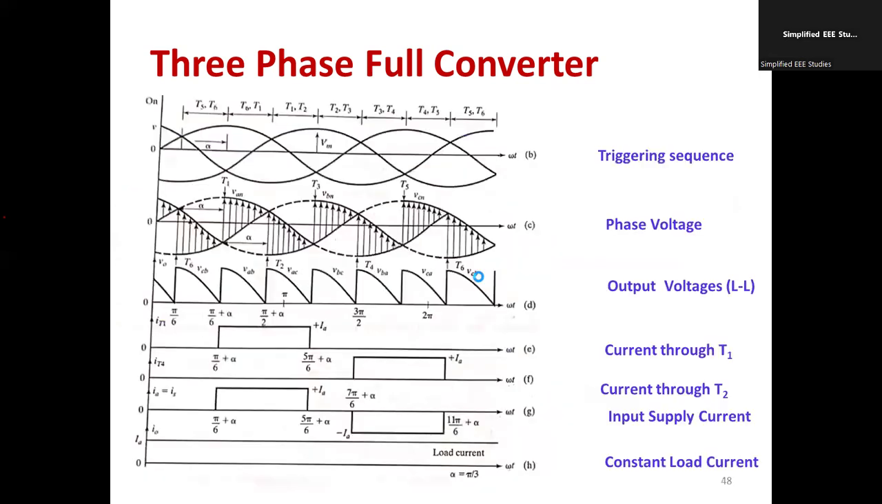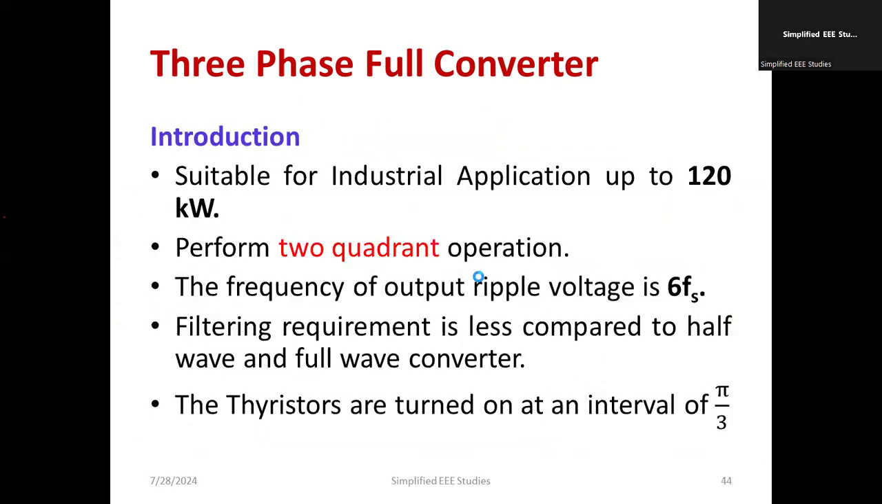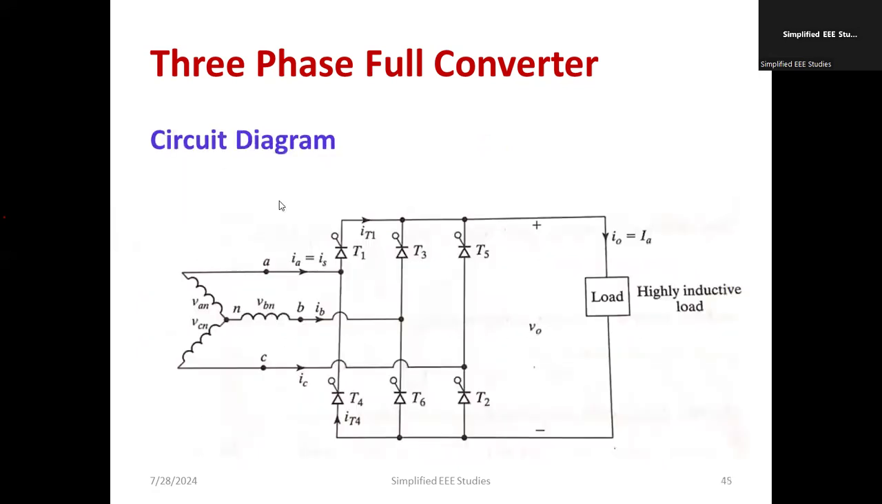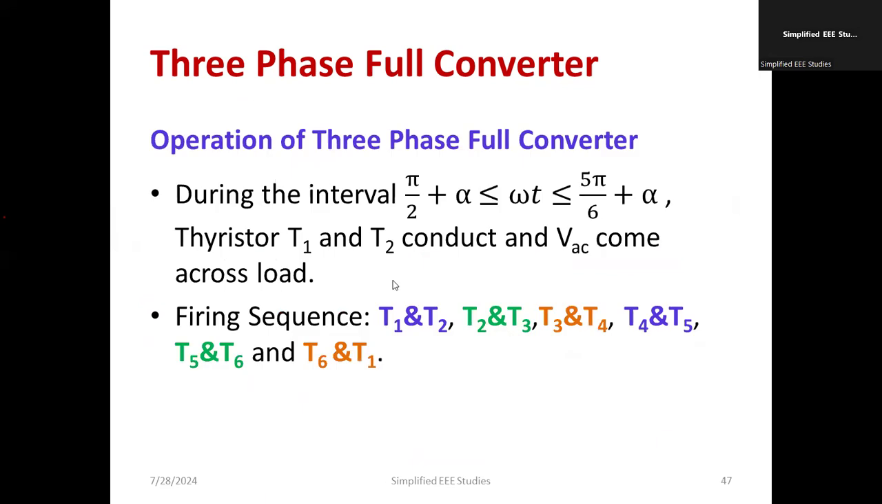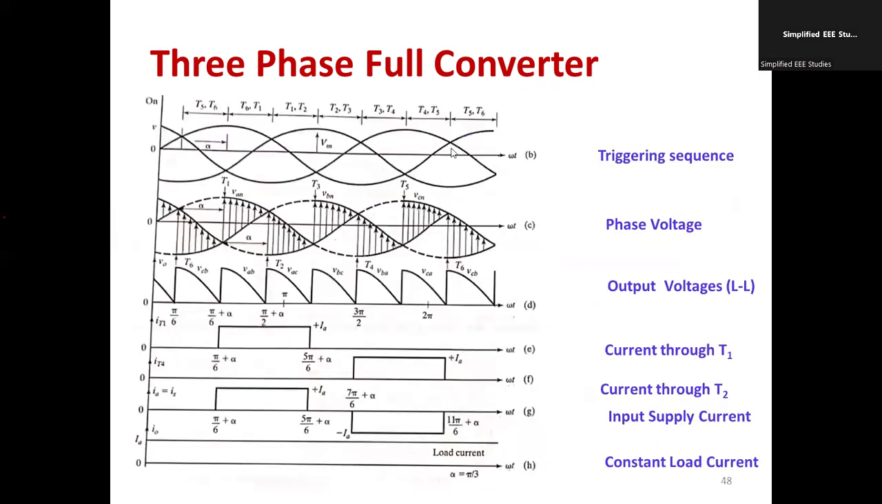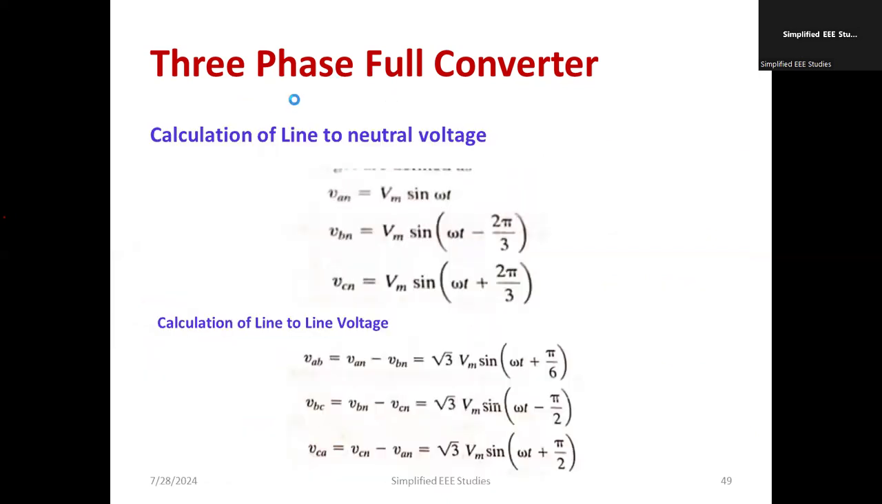In this video, I discussed how the three-phase full converter operates. So what is the total power range that you can understand. Later I explained the circuit diagram. Then the basic operation, and how the triggering takes place. What is the sequence of triggering? Later you can see the waveforms and verify how the three-phase full converter operates. Later the mathematical calculation which is required for numericals and derivation.